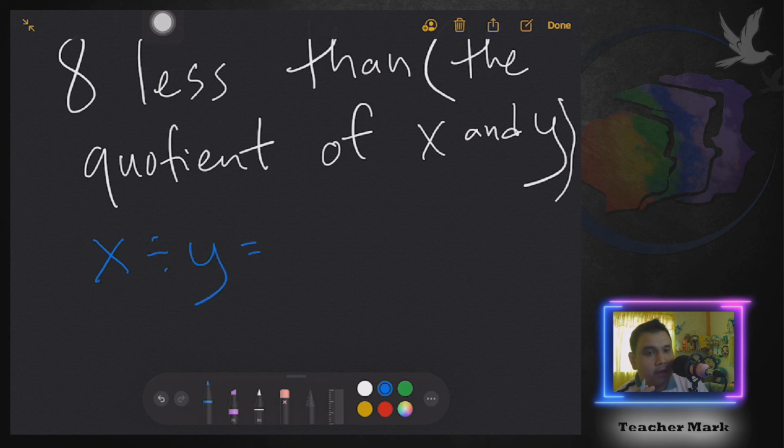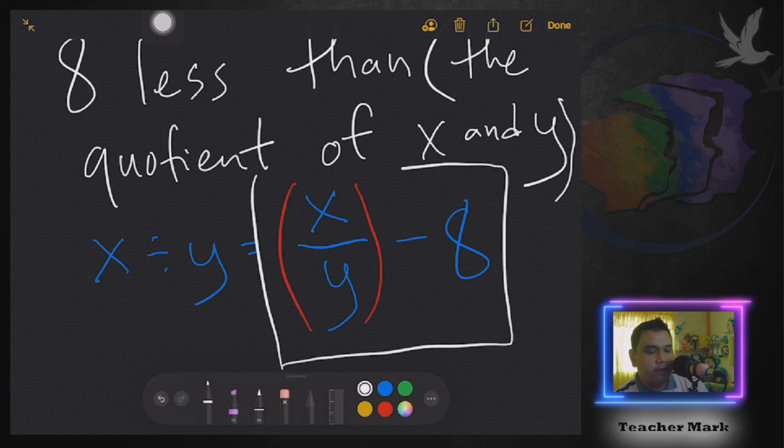But then again, as I've said earlier, in higher mathematics we have to express a division sentence as a fraction. X divided by y is equivalent to x over y. And as I've said earlier, just for you to get used to the situation, we have to deal with this part of the equation first. And then let us apply 8 less than that value, which in this case is equivalent to minus 8. And our final answer is x over y minus 8. So that's it.